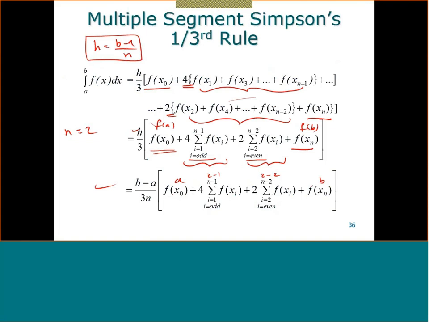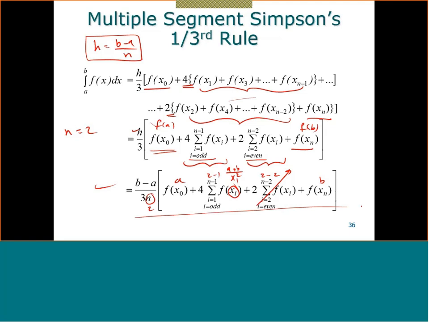Now, this is i goes from 2 to 0, so there is no item here. This is i goes from 1 to 1. You will have only one item, which is x1. But what is x1? It is (a0 + xn)/2, or (a + b)/2. So this becomes (a + b)/2, and this n becomes 2, so (b − a)/6.